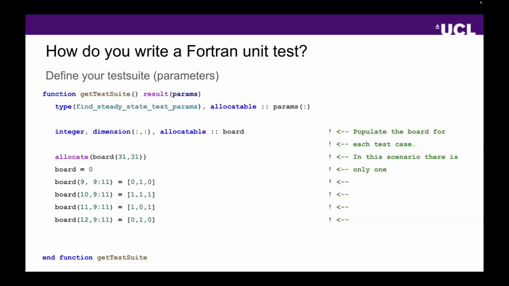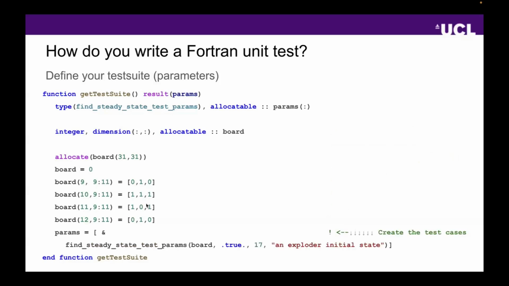And then we can define the rest of the parameters. So the way I'm doing that is I'm doing something somewhat confusing by calling the same name as my parameter test type. And this is a default constructor that will be generated when we compile, and the inputs to this constructor for that type just go in the order in which I define them in the test parameter custom type. So we've got the input board, then we have the value that we expect for steady state, which we know should be true, and we know that should be 17 because that was the number of generations it took for this exploder board to reach steady state. And then I've got a description just for what this test case is.